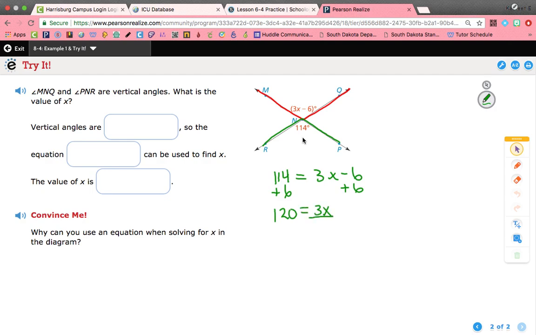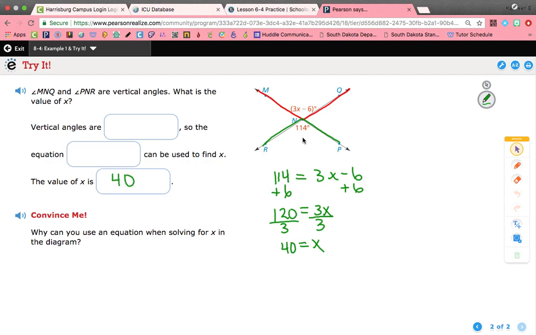And then we're going to divide by 3. We're going to get 40 equals x. Okay, now we know what x is. So the value of x is 40.